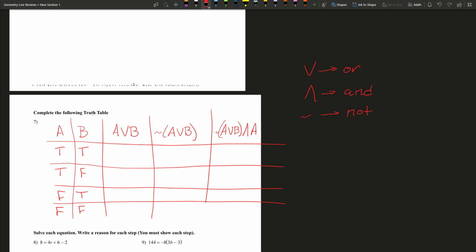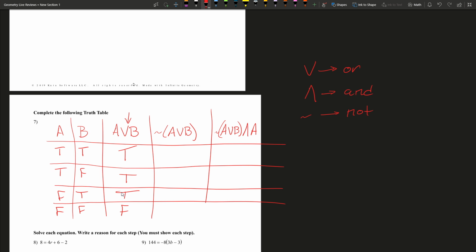Okay, so A or B. What this says is that for this to be true, either A or B has to be true. Both of them can be true, but at least one of them has to be true. So in this first line, A and B are true, so this is definitely true. The second line, A is true, B is false. One of them is true, so this statement is true. Same for down below. And then on the last one, both are false, so not one of them is true, which means this statement is false.